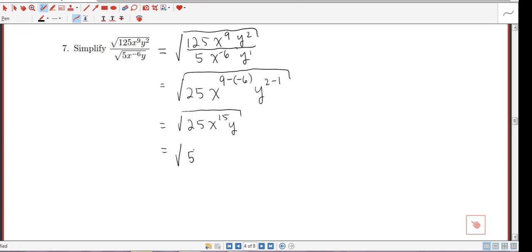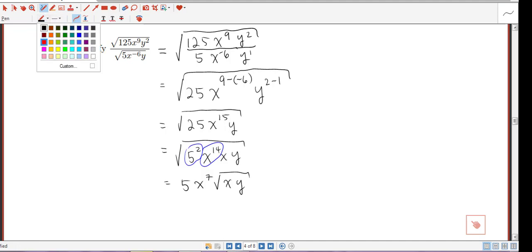Or if I do it formally, it's going to be 5 squared. Now let's break off the x to the 15. How about x to the 14 times x, and then y? So this is going to equal 5 x to the 7th, because square root is 2, so 14 divided by 2 is 7, and then square root of xy. And here's the answer.